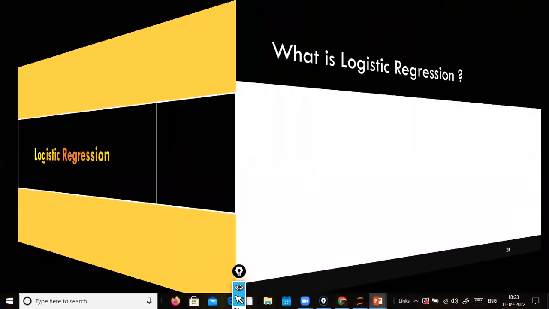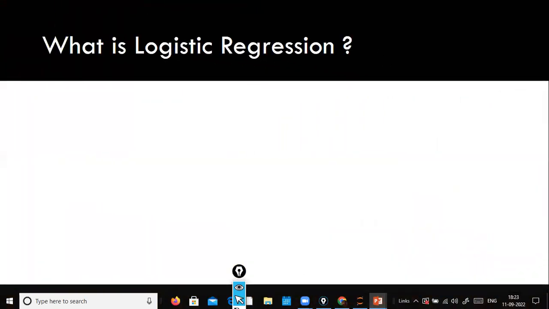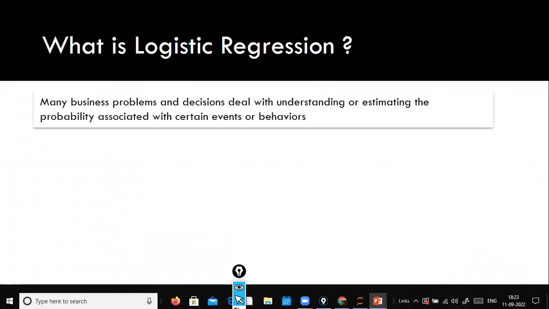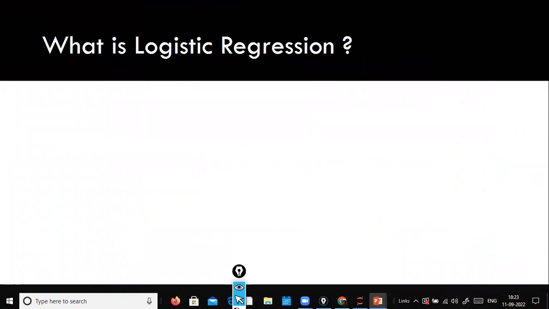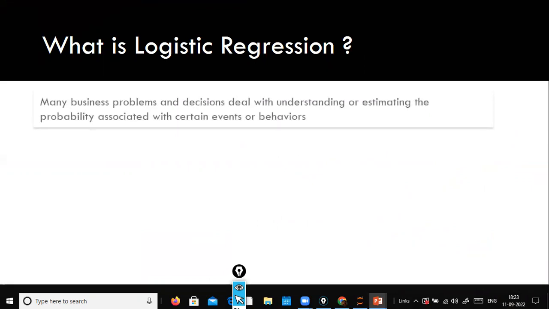So far we have been discussing and building linear regression models in the last session. Now we will learn about logistic regression. What is logistic regression? Many business problems and decisions deal with understanding or estimating the probability associated with certain events or behaviors.